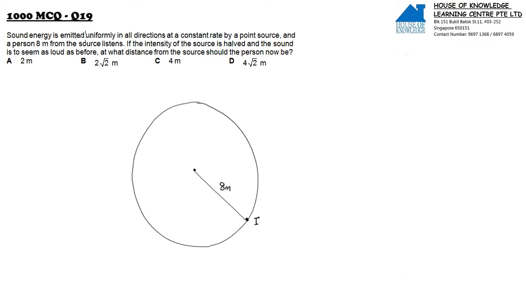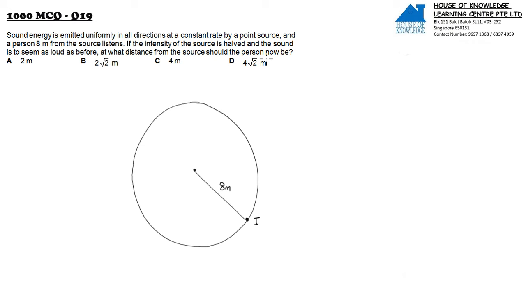Sound energy is emitted uniformly in all directions at a constant rate by a point source, and a person 8 meters from the source listens. If the intensity of the source is half and the sound is seen to be as loud as before, at what distance from the source should the person now be?